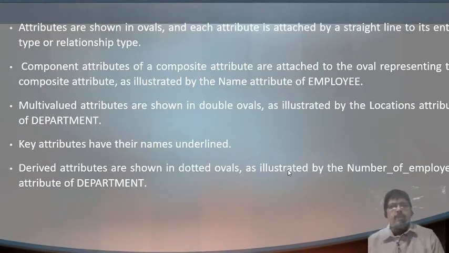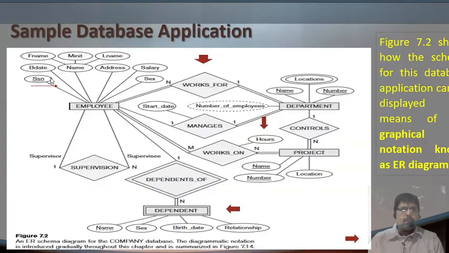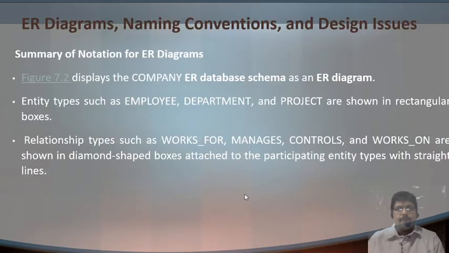As we have discussed, attributes are defined in an oval shape, and through a straight line it is connected to the entity. Similarly, the component attributes of the composite attributes are attached to the oval, so that we have seen in the previous one. This is a composite attribute which is connected to the compound attribute. Then through this straight line it is connected to the entity, that we can see in this particular diagram. Here you see compound attribute, composite attribute, and these are connected through the straight lines.